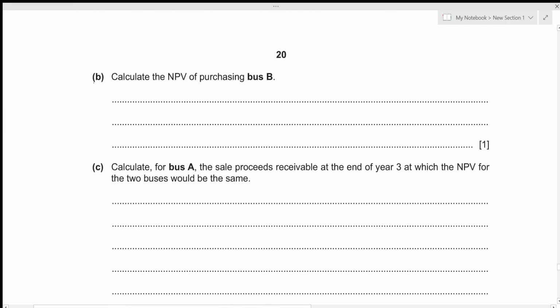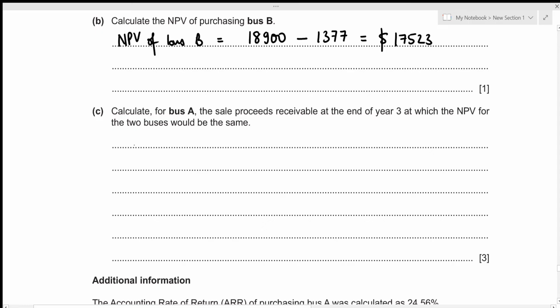So, NPV of bus B is just the NPV of bus A, which was 18,900, minus the difference, which we figured out to be 13,077. So this gives our NPV of bus B to be 17,523. This concludes our second part. Now we can move to the third one.